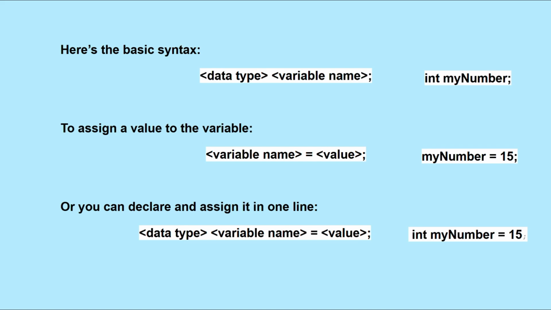How to declare variables in Java? Here's the basic syntax. First, write the data type, then the variable name, and end the line with a semicolon. Like here, our data type is int, variable name is myNumber, and we end with a semicolon. To assign a value to the variable, write the variable name first, then an equal sign, then the value. Or you can declare and assign it in one line. First, write the data type, then the variable name, followed by an equal sign, the value, and end with a semicolon.